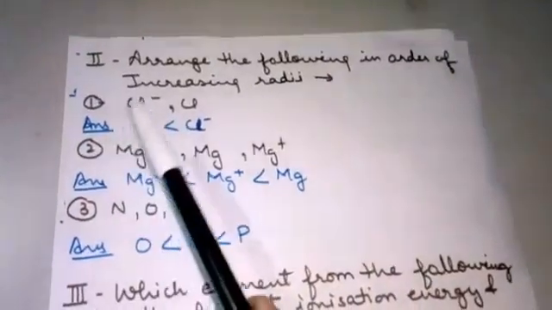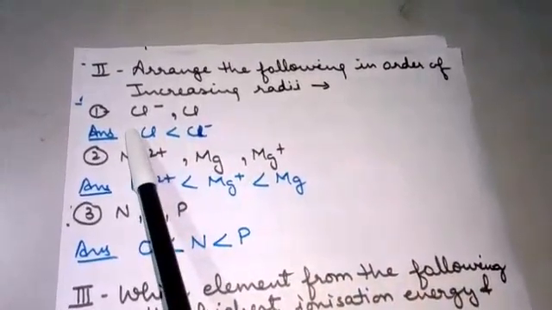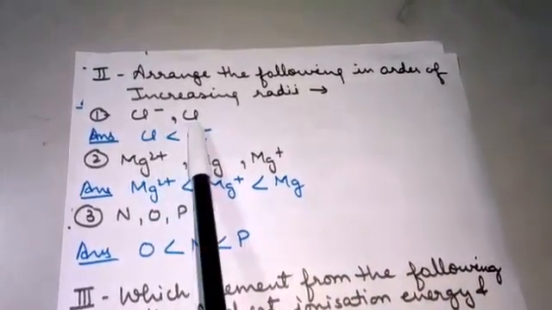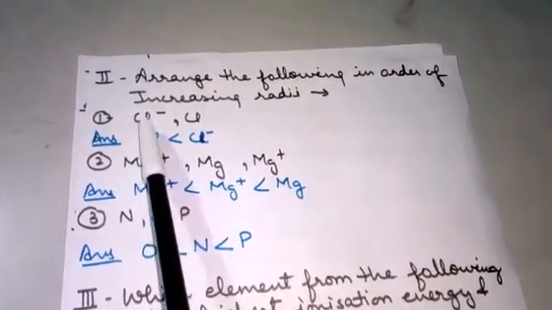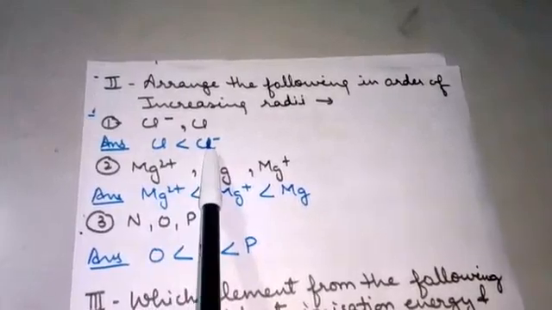Now see the second question. Arrange the following in order of increasing radii. So this is chlorine atom, and this is chloride ion. So chloride ion, we know that anion are always larger than the parent atom. So here is the answer.